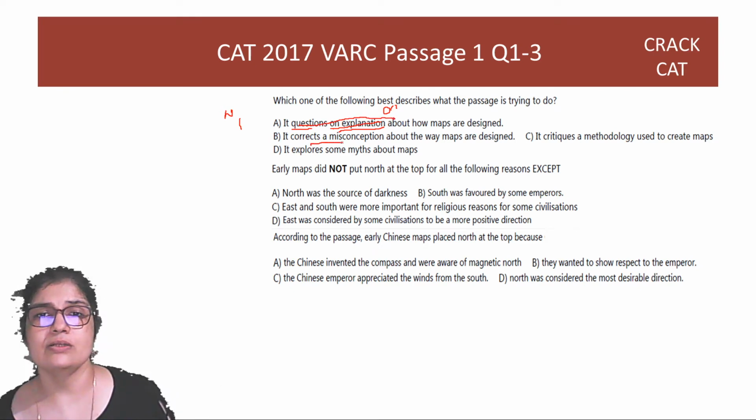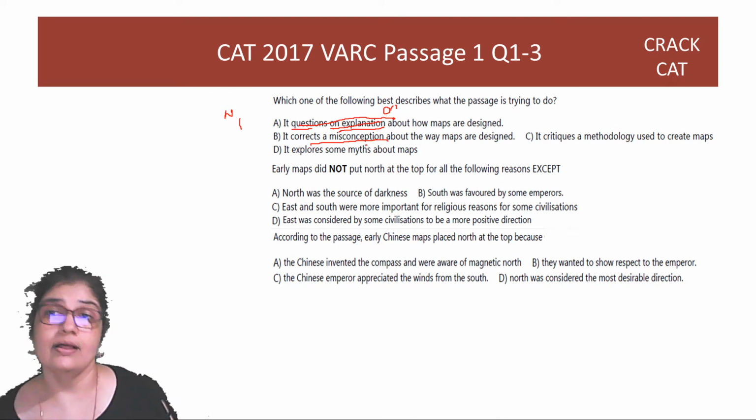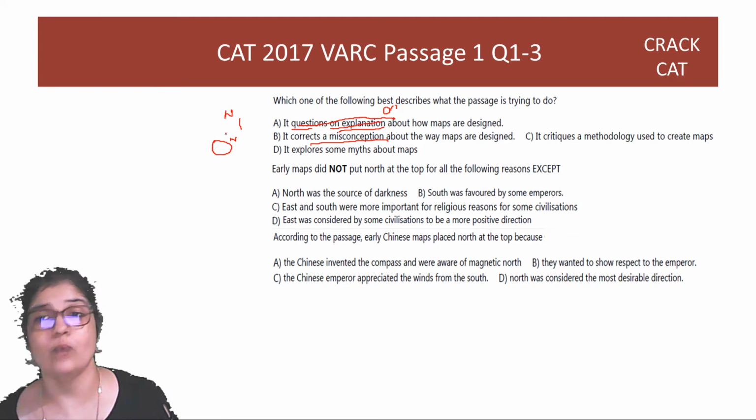It corrects a misconception about the way maps are designed. This looks good because it's saying that only recently north came on top, and let's see why. Correct? So B looks good, we'll keep it.